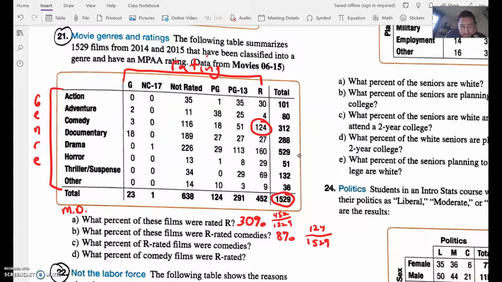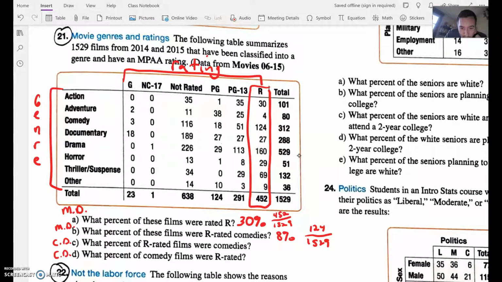Let's keep rolling. I think that's also more of a marginal distribution than a conditional, but these next two are conditional distributions. What percent of R-rated films were comedies? Okay, so now we're looking at just the R-rated films. That's the condition. What percent of those were comedies? Look how close questions B, C, and D are. They're doing that on purpose to make sure you practice what number goes on the bottom and what number goes on the top. What percent of R-rated films were comedies?